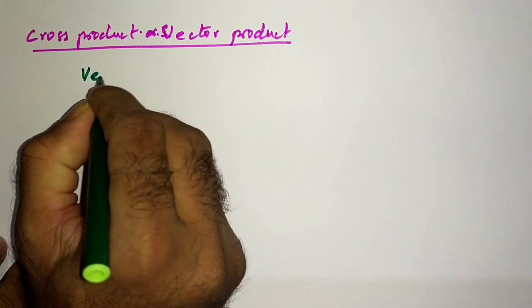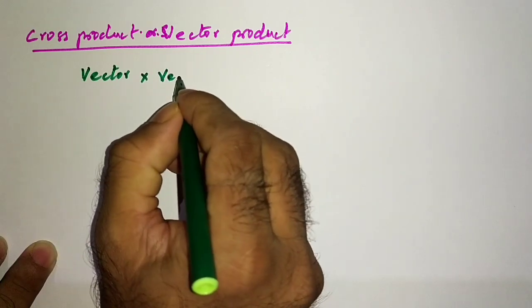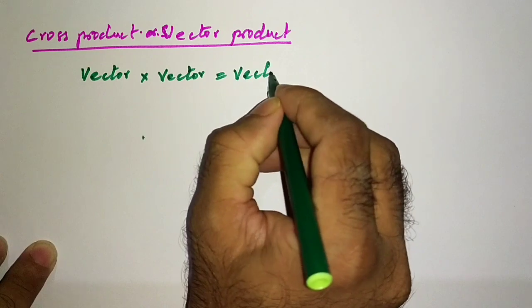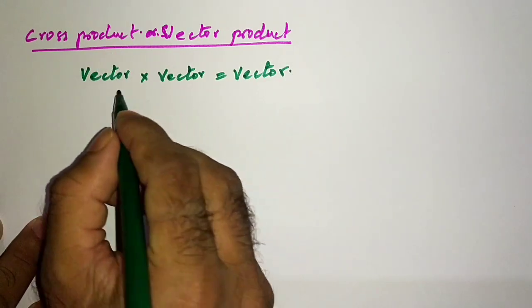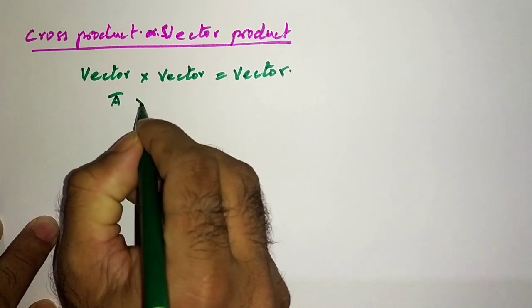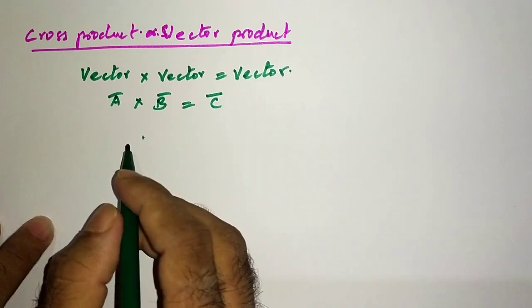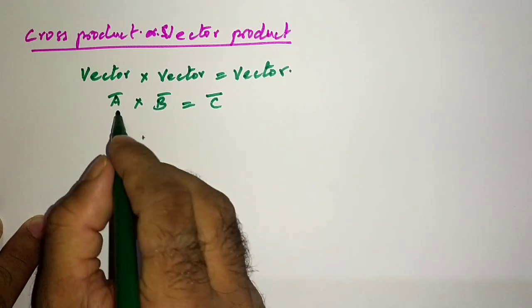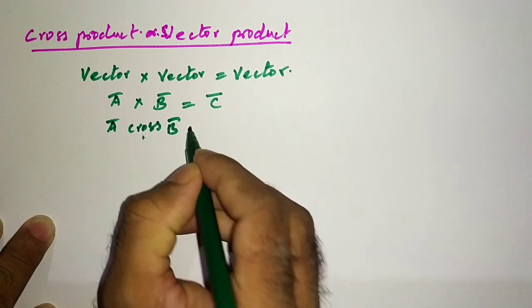Yesterday we have seen that. Vector into vector that gives another vector; this kind of multiplication is known as cross product. That means when you multiply vector A with B, it gives another vector C. It is denoted by A cross B and is read as A cross B.